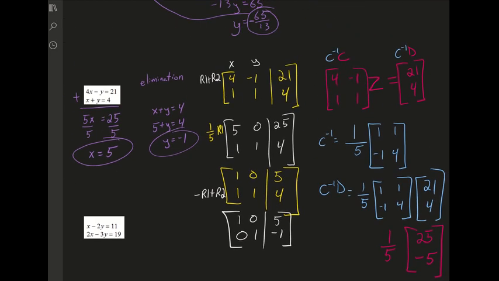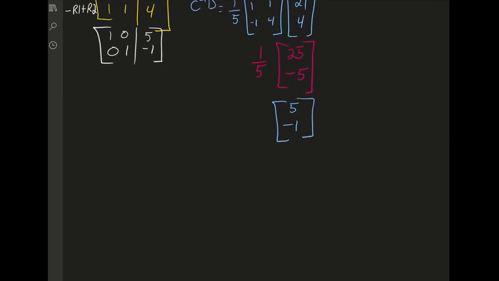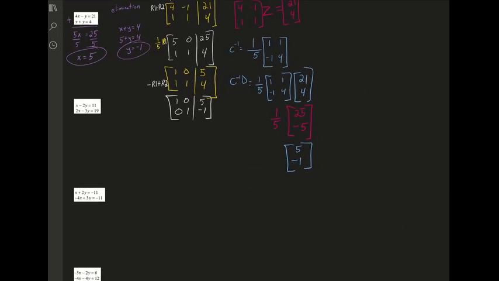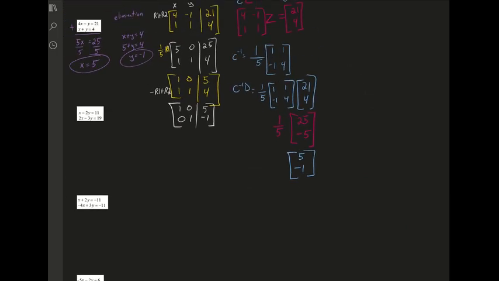Which, if we check the other methods we found, we got x is 5, y is negative 1. So we can use inverse matrices and a matrix equation to solve for this. This also works when we have matrices or systems of equations that have more than 2 equations.